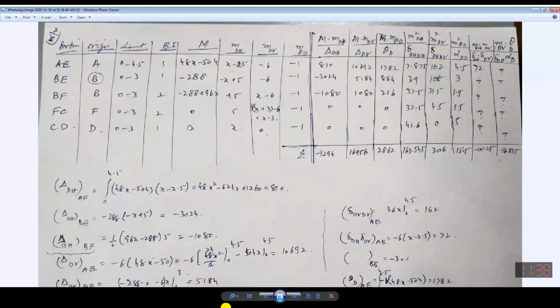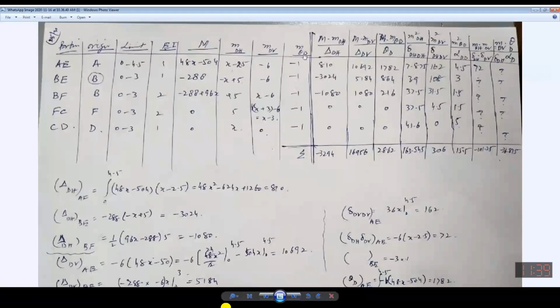Then unit load will be applied in the horizontal direction, and you will look into the moment for each and every part. Similarly, you will be applying unit force in the horizontal direction, unit force in the vertical direction, and unit moment at point D.